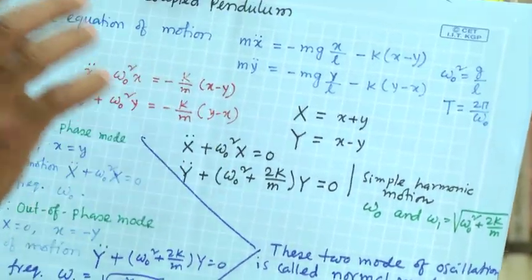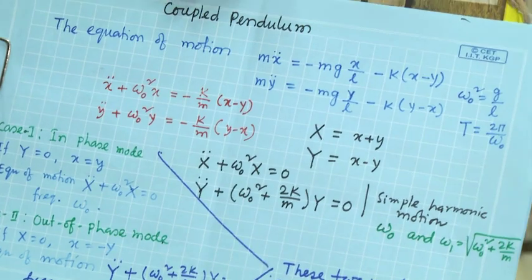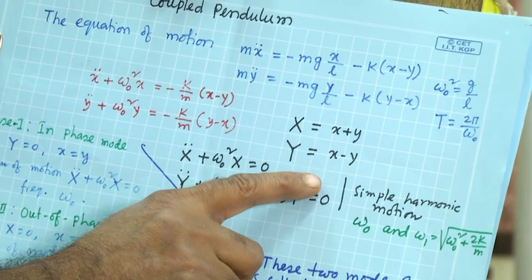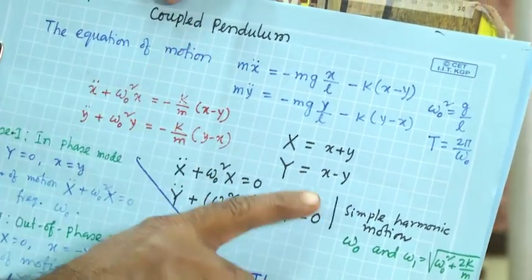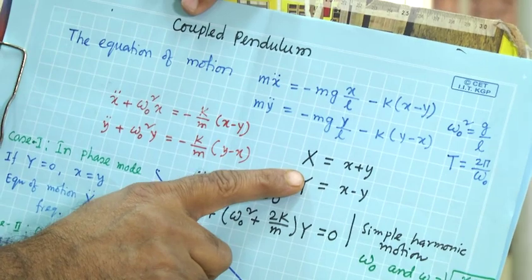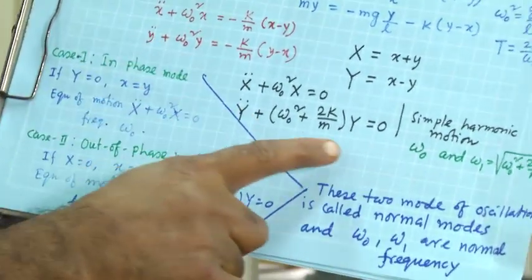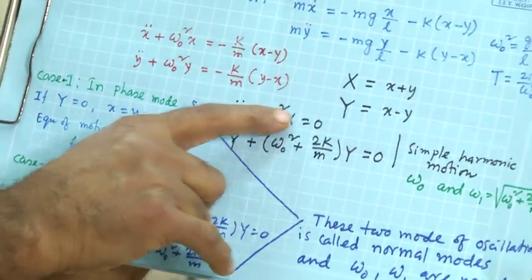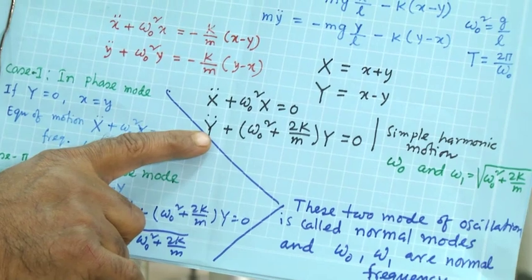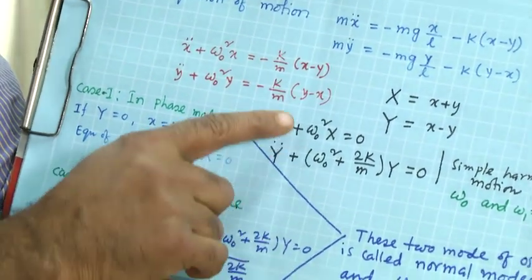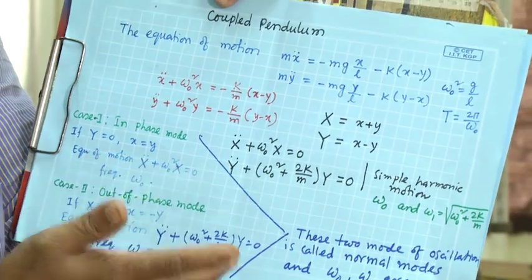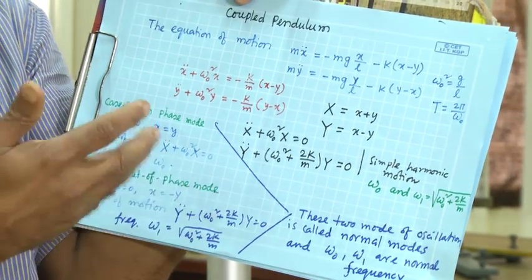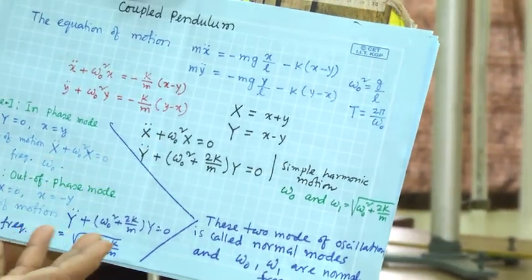Now, if I redefine the variables: capital X equal to small x plus small y, and capital Y equal to small x minus small y. If I define these two variables and put them here, then I will get this equation. Now, you can see in this equation only capital X is involved, and in this equation only capital Y is involved. So the equations are now decoupled, and each is an equation of simple harmonic motion.